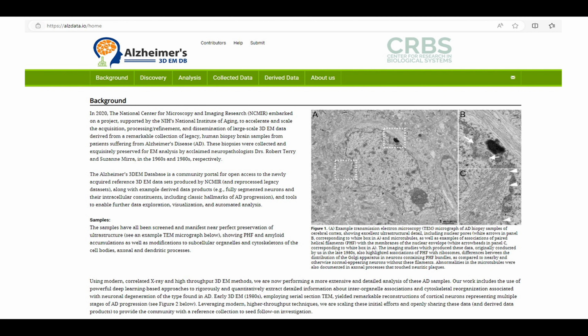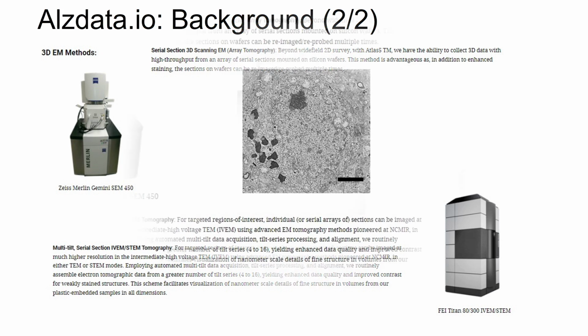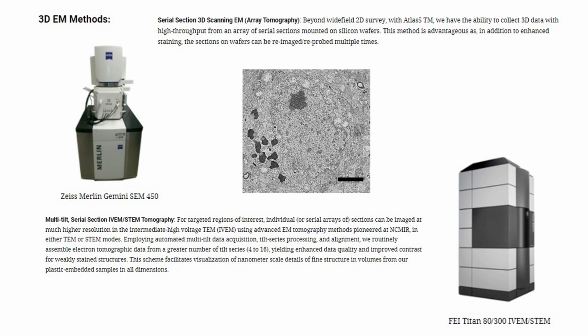The database not only serves as a repository of image data, but also provides tools for further exploration and analysis, fostering collaboration among researchers. The page highlights the use and integration of modern imaging techniques, showing how high-throughput 3D electron microscopy and deep learning approaches have unlocked our ability to image, reconstruct, and analyze these historic samples. By offering open access to our raw data and our derived results, the Alzheimer's 3D-EM database aims to drive future research and deepen understanding of the complex mechanisms underlying Alzheimer's disease.